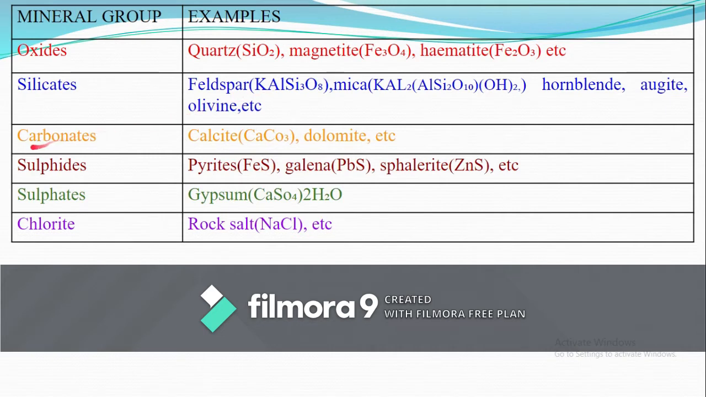Silicates means a combination of a tetrahedron or other bonding of silicon and oxygen. Then we have the carbonates, calcite. Then we have sulfides, pyrite. These are all ore forming minerals. Pyrite, galena, sphalerite. Sphalerite is the ore of zinc, and galena is the ore of lead. Then we have sulfates, gypsum, calcium sulfate. And we have chlorides, rock salt, NaCl, the normal salt.